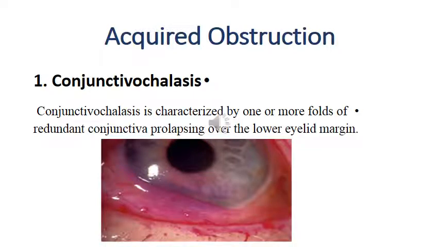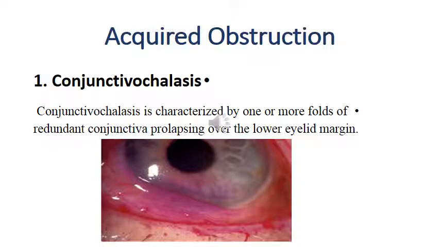What about acquired obstruction versus congenital obstruction? Acquired obstruction is either conjunctivochalasis, primary punctal stenosis, or secondary punctal stenosis, as well as causes of acquired canalicular obstruction and acquired nasolacrimal duct obstruction. These are the causes of acquired obstruction. The first one is conjunctivochalasis, which means there is a redundant fold of conjunctiva prolapsing over the lower lid margin and interrupting the tear from reaching the puncti.